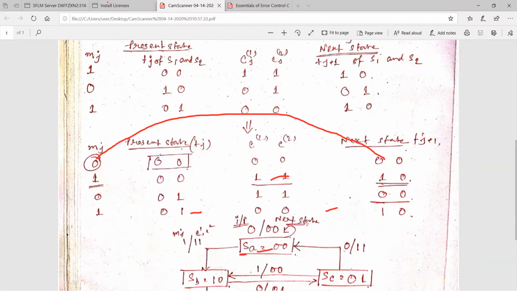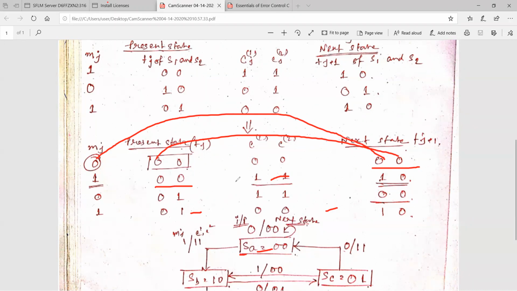Again, what was present at the S1 will be shifted to S2. So that is your next state, and that next state will be the present state for the next stage when I'm feeding this message input as 1. Okay. So now C1J. So see, what is the value of C1J? C1J is basically the XOR of M with S2.